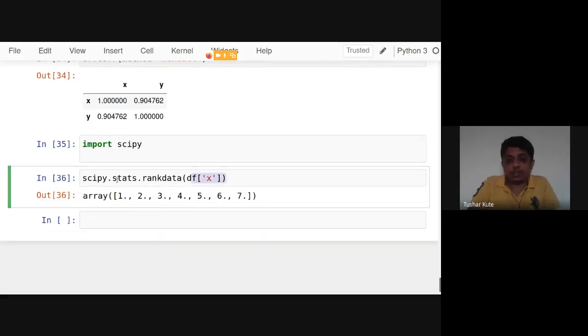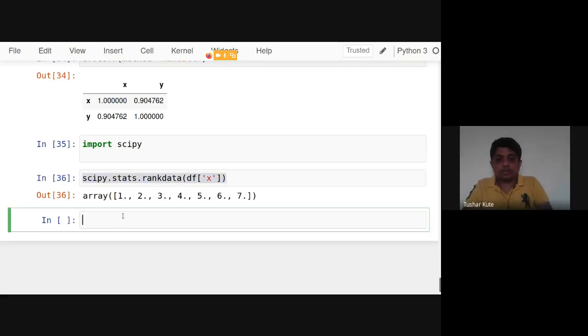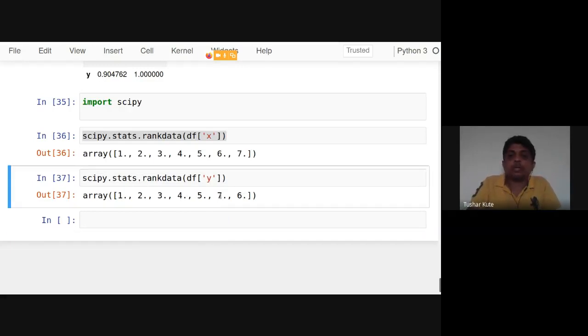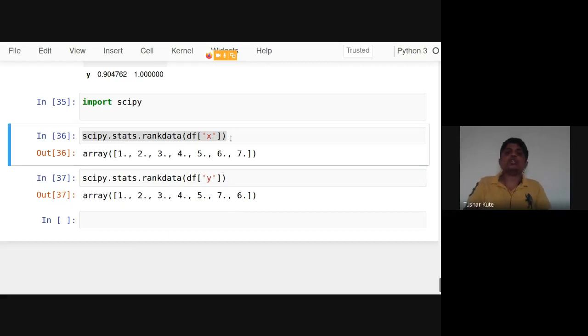Exact sequence, correct? And for y, what's the rank? You can see 1, 2, 3, 4, 5, 7, and then 6. Because here we have number 89 and here we have 85, 82 or something. The rank is different: 1, 2, 3, 4, 5, this is 6 and this is 7th. The last two correlation techniques are used for rank only. They check only linearity, but Pearson checks linearity and proportionality both, and based on that we identify the result.